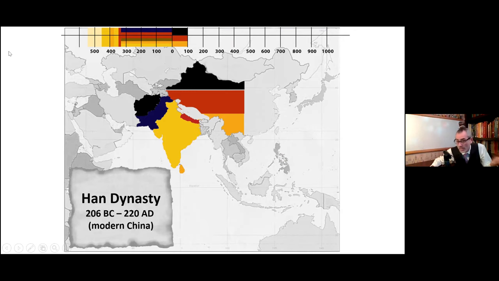Did he see a coin? Did somebody show him the Kanishka coin? But he said, some people said, let's find out about this golden-faced guy that everybody's talking about. And this was the first reports of Buddhism back.